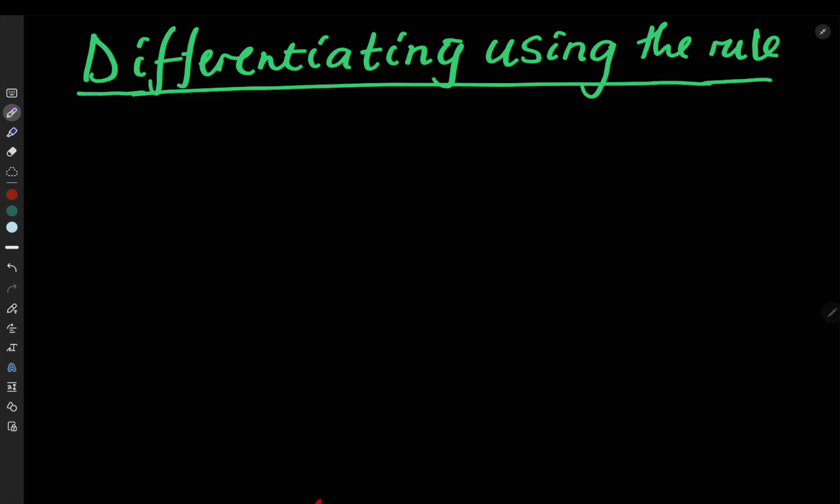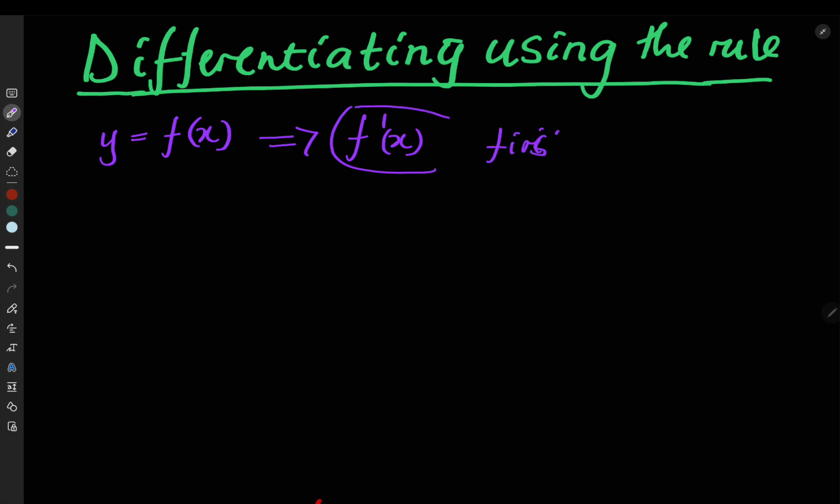So in this lesson, I'm going to show you how to differentiate using the rule. This is actually a very easy method of differentiation. So before we do that, let's suppose you are given a function y is equal to f of x. Therefore, the first derivative of that can be illustrated as f prime x. This f prime x means first derivative, or the gradient function. This can also be called the gradient function.